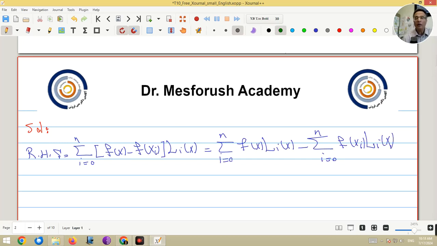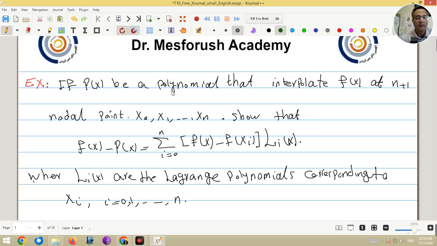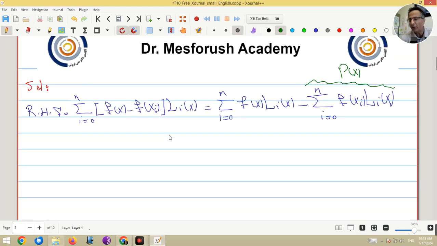Okay? Now, note that we know that this one is p of x. Why? Because by the assumption of the problem, p of x is a polynomial that interpolates f at n plus 1 nodal points, and we know that by the Lagrange formula this will be p. Okay? And so we can write, note here, f of x is independent of i, so I can move out f of x. So it is f of x times the sum i from 0 to n of li of x, minus p of x.